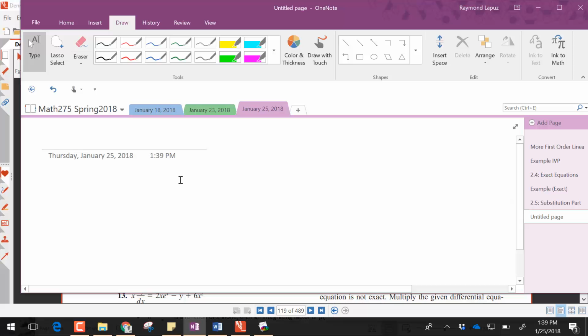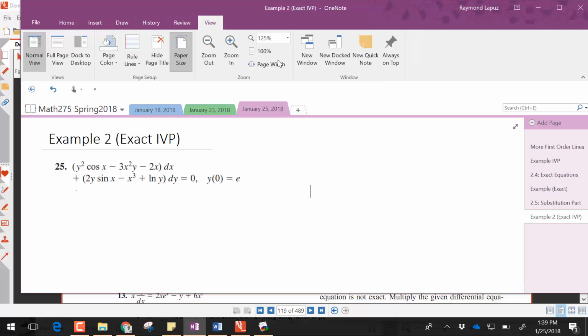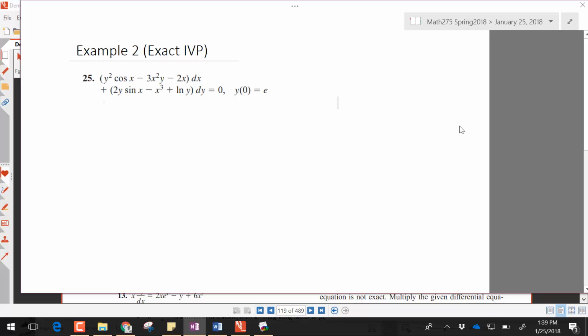I have to find a quicker way to come up with more pages here. We should probably check to make sure it's an exact differential equation before we continue, although it should be. Exactness.